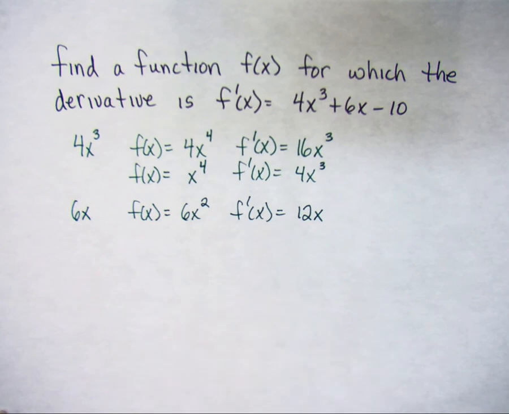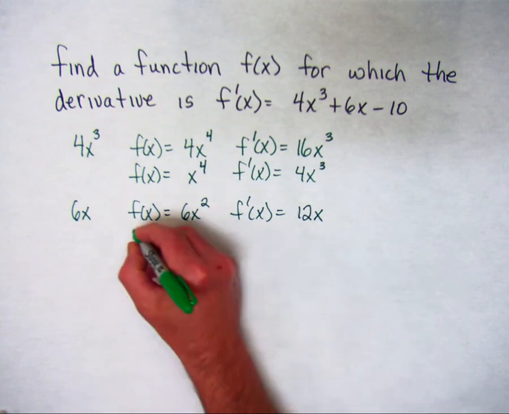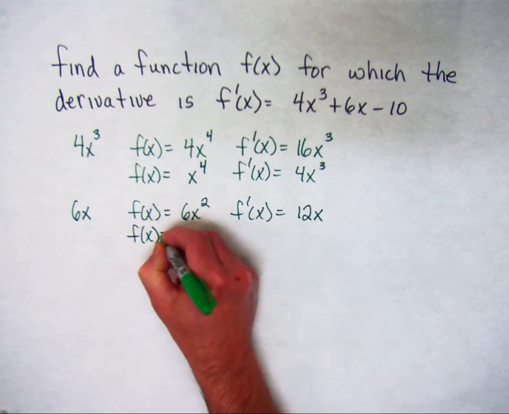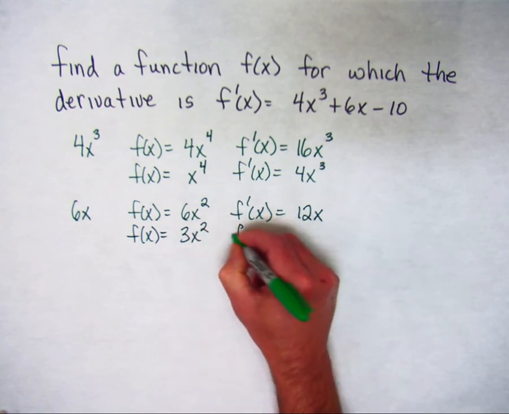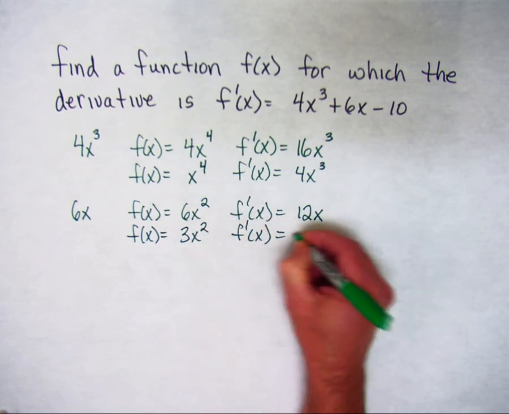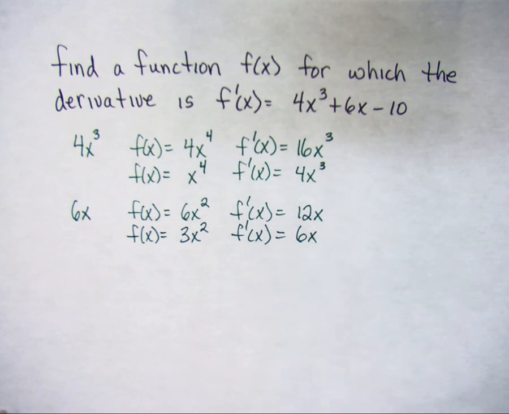You then realize that the 12x is twice as big as the result that you wanted, so therefore your initial guess was twice as large. So my initial guess, f of x, is going to be changed, and I'm going to try 3x squared. And then quickly verifying it, I take the derivative, and I see that it works. So that's the process that I want to show you in this first section, is finding the antiderivative or the integral by trial and error.